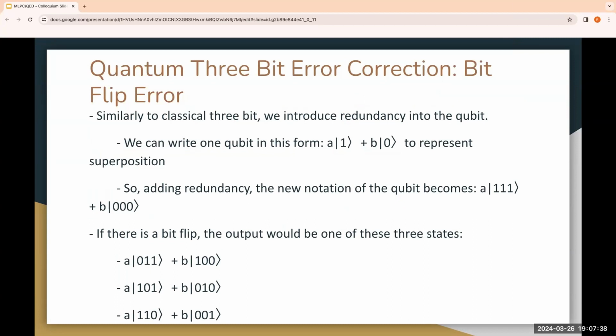The quantum 3-bit error correction that some of our researchers talked about is relating to bit flip error, where similarly to a classical 3-bit, we introduce redundancy into a qubit, where we can write it out in the form of A ket 1, as defined by this notation, plus B ket 0 to represent superposition. So, adding redundancy, the new notation of this qubit becomes A ket 111 plus B ket 000. If there's a bit flip, the output would be one of these 3 states. A ket 011 plus B ket 100, and so on, as shown in these other states.